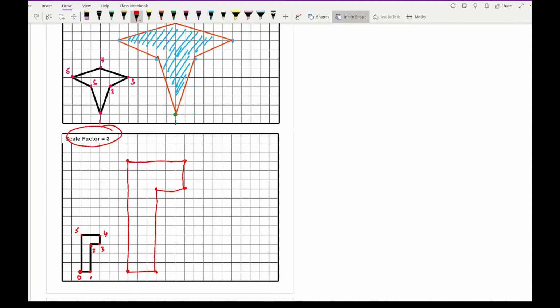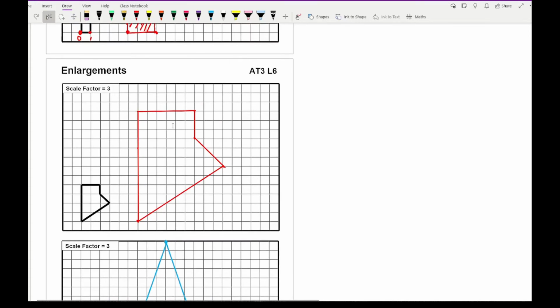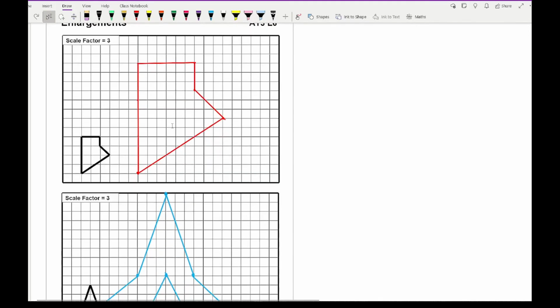Like so, and then hopefully if you've done that correctly with a ruler, I'm just trying to speed this up so you don't fall asleep. And there is my enlarged shape of scale factor 3. So with these next 2 examples where we enlarged by a scale factor of 3, I've jumped ahead and just put them on the screen to save you the time of watching me do these or try and draw straight lines using this software.